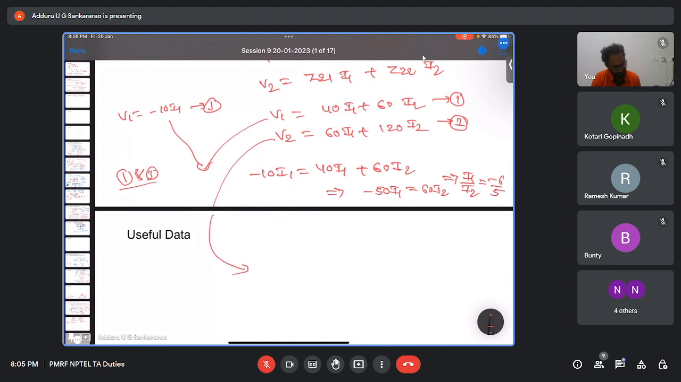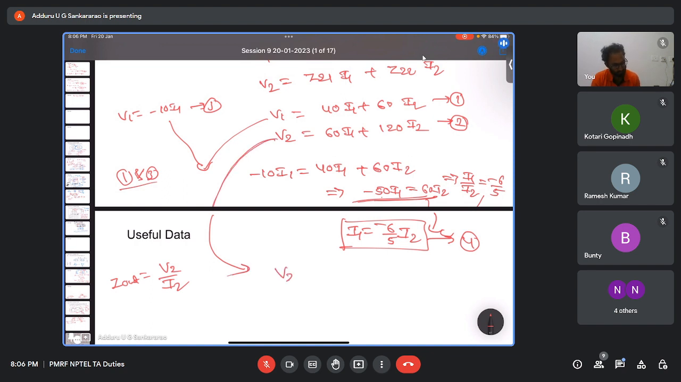Now from the second equation, here what I got is 50 I1 equals 60 I2. That means I can write I1 equals minus 6 by 5 I2. Let me call this equation 4. From here only I'm just writing. Now what I want ultimately, the output impedance, is nothing but V2 by I2. This I want. Now from the second equation, if I eliminate I1, I'll get what I require.